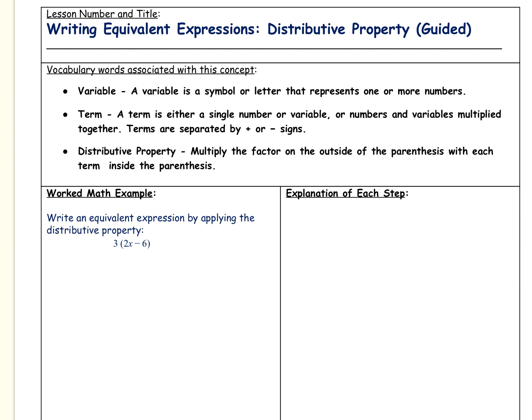The words associated with this concept are variable. A variable is a symbol or a letter that represents one or more numbers. A term is either a single number or variable, or numbers and variables multiplied together. Terms are separated by addition or subtraction sign. Distributive property is when you multiply the factor on the outside of the parentheses with each term inside the parentheses. Make sure that you have these words down in your yellow page.